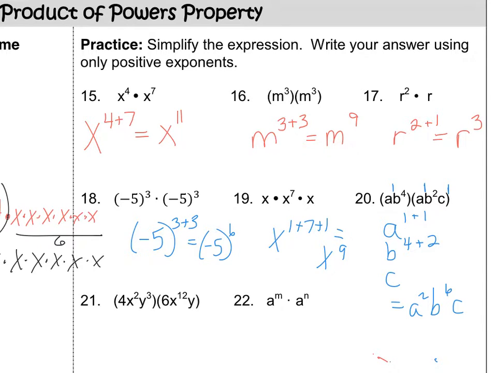Okay, look and make sure you got the right answers or figure out what you did wrong. On number 21, I'm going to have you do 21 and 22 on your own, but before you start 21, remember in our example that our coefficients, we still multiply like normal. So our 4 and our 6 on number 21 are going to be multiplied. So go ahead and pause your video and do 21 and 22, and then check back for the answer.